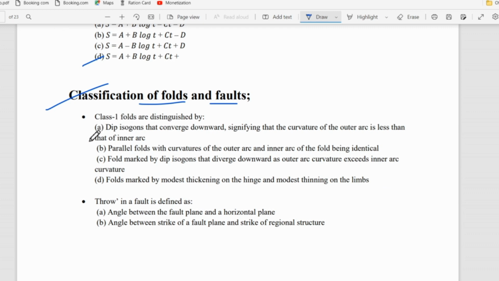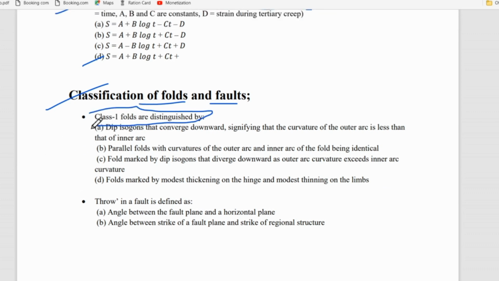Okay, so it is a theoretical question. Class 1 folds are distinguished by dip isogons that converge downward, signifying that the curvature of the outer arc is less than the inner arc. Okay, so if this is the inner arc, then the curvature of the outer arc will be less.